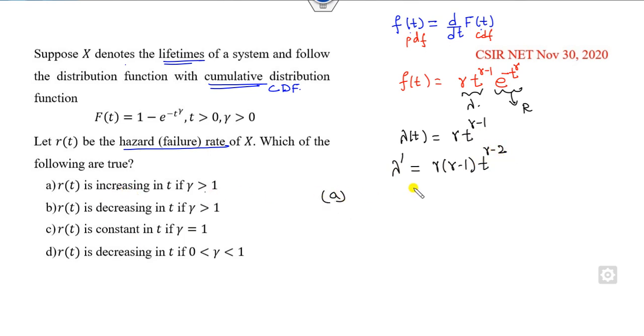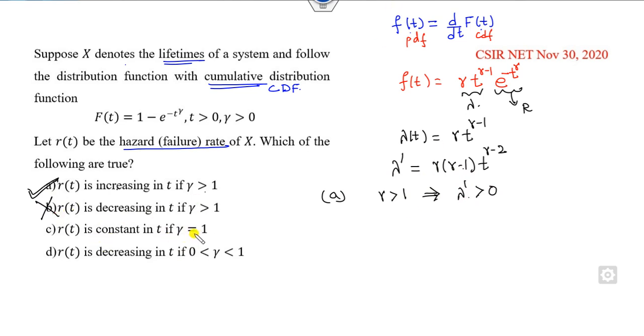Now you can check your answer. Is it increasing when gamma is greater than 1? So when gamma is greater than 1, what is the meaning of that? Lambda dash is greater than 0. So yes, it's a correct option. Is it decreasing when gamma is greater than 1? That's the wrong option because it's always greater than 0.